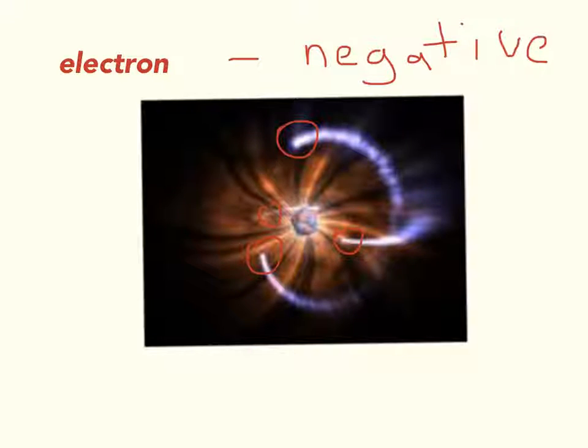The electrons are the things that are on the outside of the atom. These, looks like 4 electrons, are orbiting the outside. They have a negative charge. The electron cloud is this entire thing right here where the electrons are likely to be found.